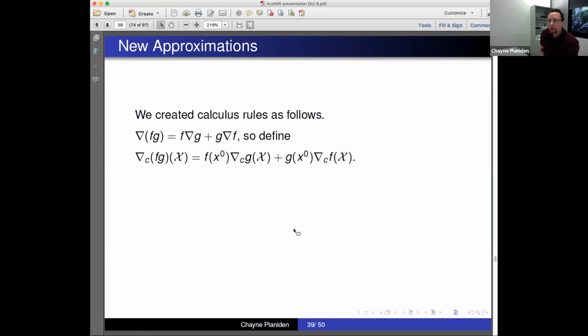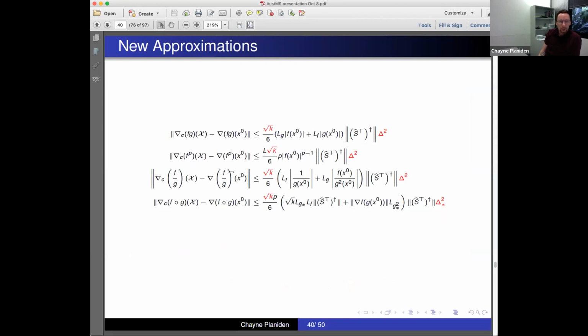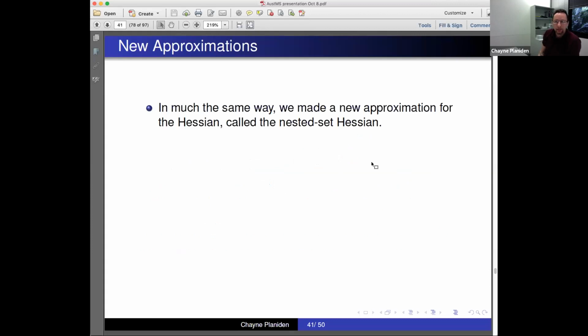We also created some calculus rules, so let's speed up. You can calculate generalized centered simplex gradients for a product of functions and get similar error bounds. Also for a quotient of functions there's a quotient rule, and we have a composition rule. All of them give the order of delta squared, so your simplex radius squared is what determines the accuracy of the error.